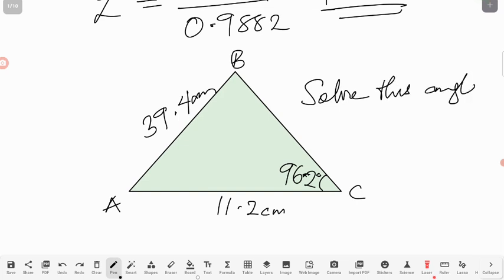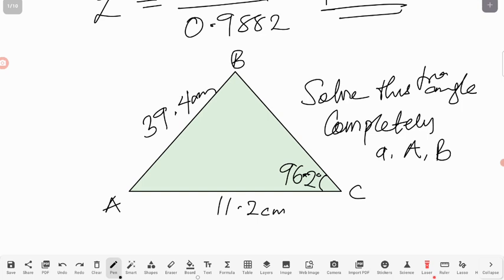I want you to solve this triangle completely. So you find the value of small a, big A, big B, and small b. So you find all these three: big A, big B, and small b.